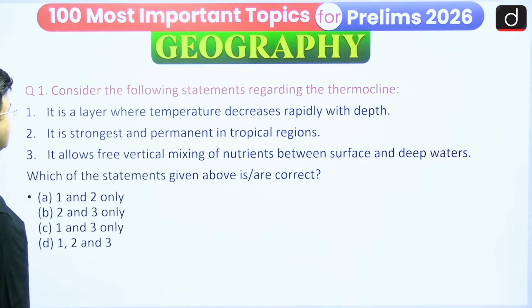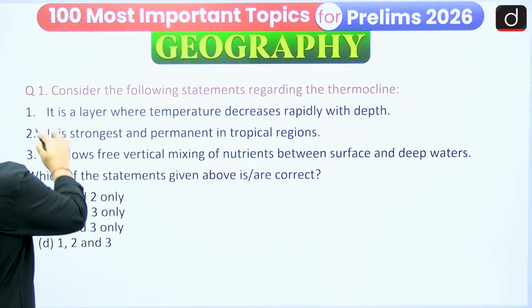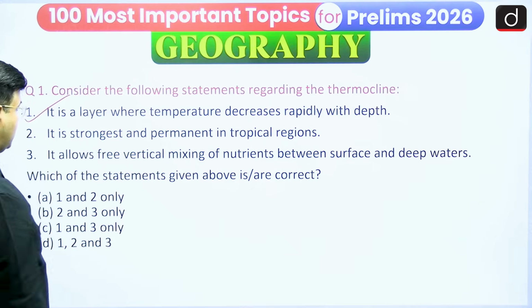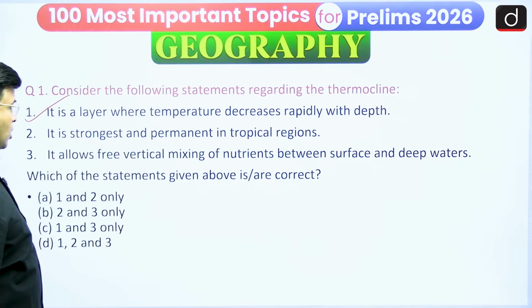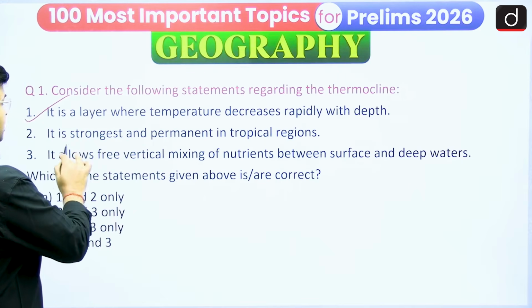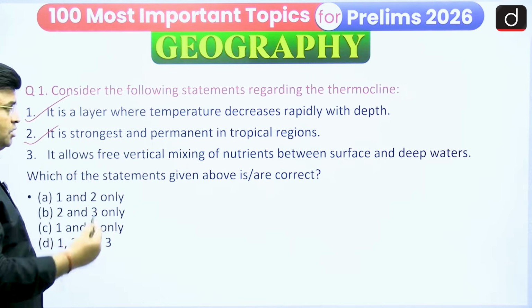And here, consider the following statement regarding thermocline. It is a layer where the temperature decreases rapidly with depth. This statement is correct, rapidly decreases with depth. And it is the strongest and permanent in the tropical region. Yes, it is the strongest and permanent in the tropical region. Yes, it is correct.